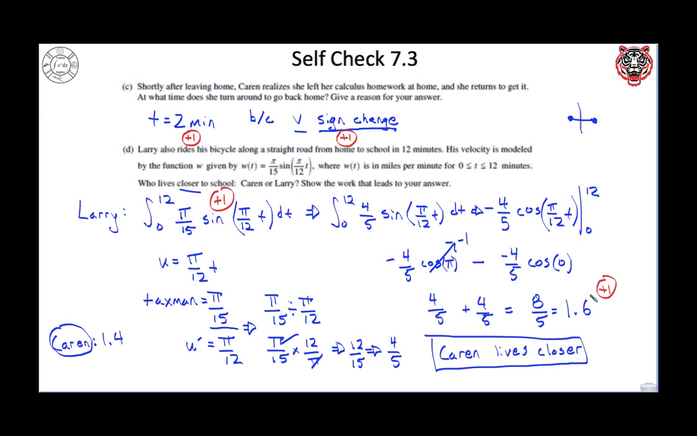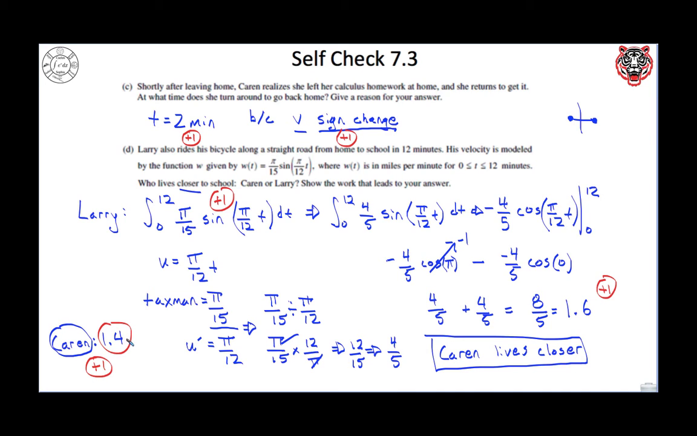You have to get both of these in order to get your +1. If you have Karen's distance, 1.4, and the fact that Karen lives closer, that's +1. If you just randomly guess Karen, then you don't get the point because you didn't have 1.4. What if I guessed 1.4? If you guess 1.4 and guess that Karen lives closer, you would get the point. If you found the answer a different way, I'm assuming that you did the work correctly, then that's fine.